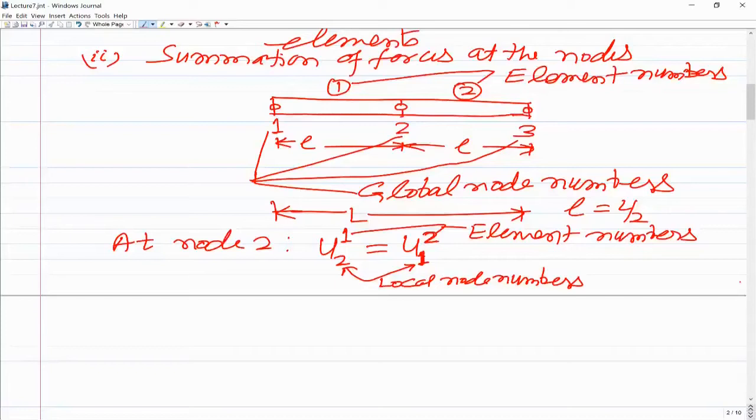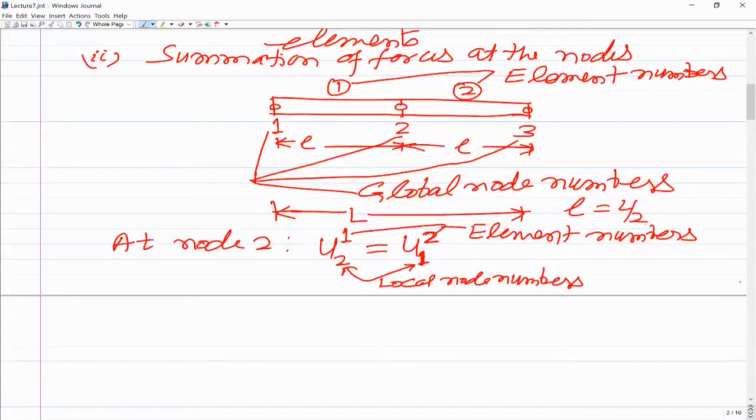And the second thing is the summation of the forces at node 2, because node 2 is common between element 1 and 2. So we have to have the summation of forces coming from element 1 at node 2 and the forces coming from element 2 at node 2. So global node 2. This is what we do.